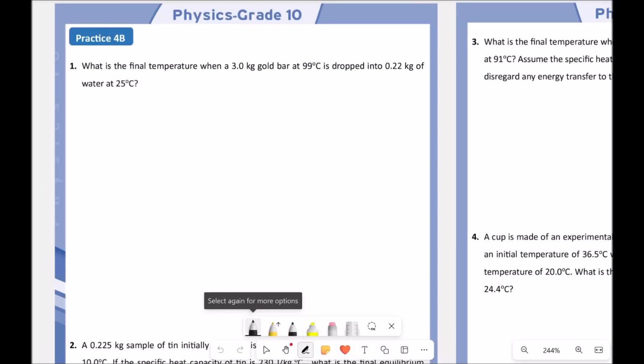In this video we'll be solving practice 4B. We have the first question. It says, what is the final temperature when a 3 kilogram gold bar at 99 Celsius?